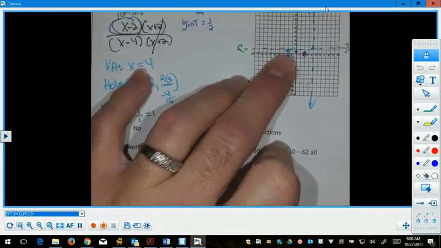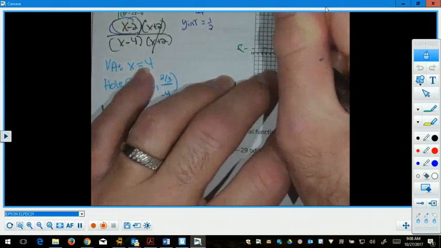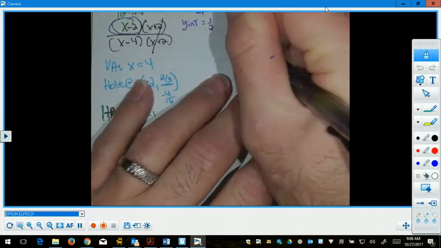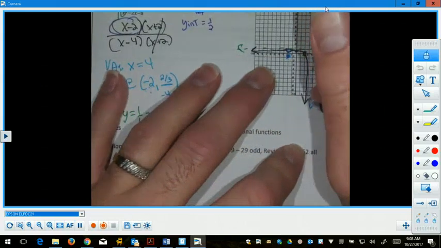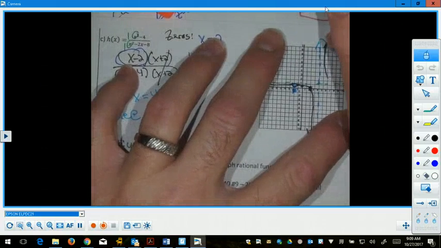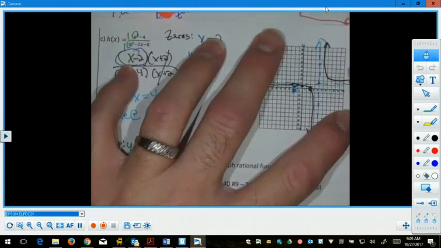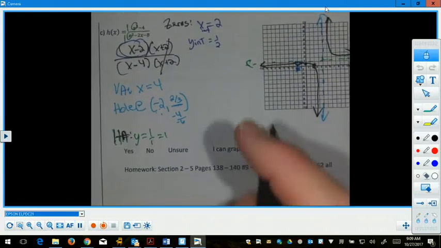And that makes more sense with my graph because then my graph is going to come up, have that open circle there, and then keep approaching that horizontal asymptote. Then it's going to come down and approach this vertical asymptote. And then up here, it approaches the vertical asymptote as it goes that way, and as it goes this way, it approaches the horizontal asymptote. And that completes our graph.